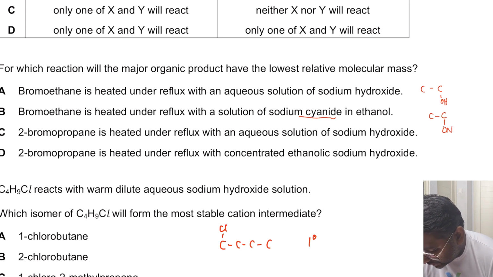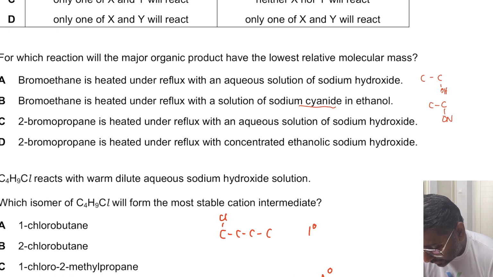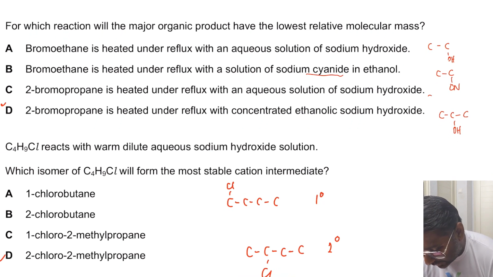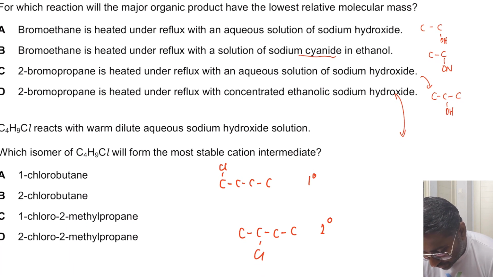And then 2-bromopropane heated under reflux with aqueous sodium hydroxide. So propane with bromo, now with hydroxide, this one will be OH. And then 2-bromopropane is heated with ethanolic sodium hydroxide. So what will happen? The hydrogen from here will be removed. It's an elimination reaction, so C double bond C.